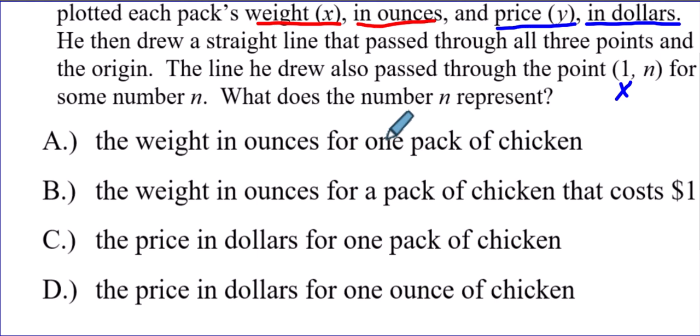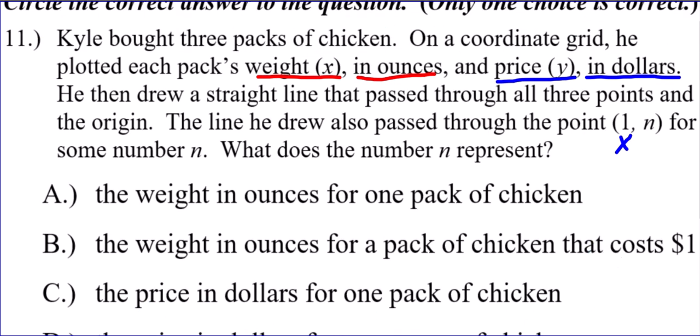Choice A says the weight in ounces for 1 pack of chicken. Choice B says the weight in ounces for a pack of chicken that cost $1. Choice C says the price in dollars for 1 pack of chicken, and choice D says the price in dollars for 1 ounce of chicken. If you're getting overwhelmed, let me give you a strategy. Should the weight be in ounces? Yes. But should the other thing be a pack of chicken?